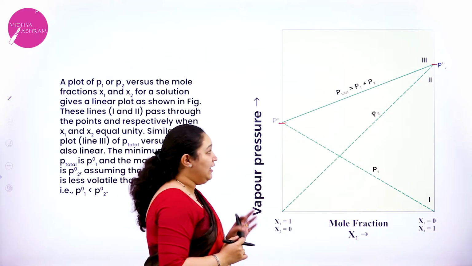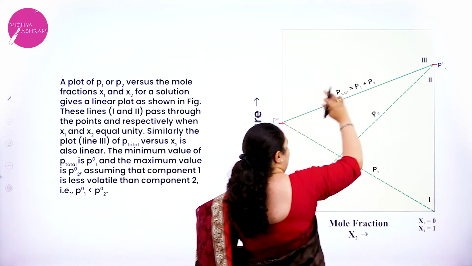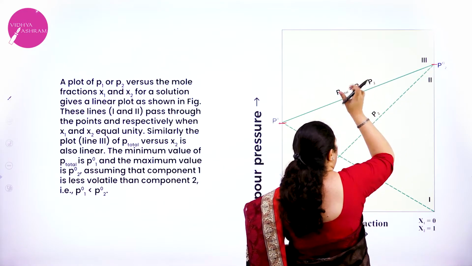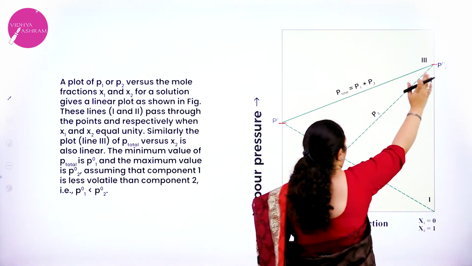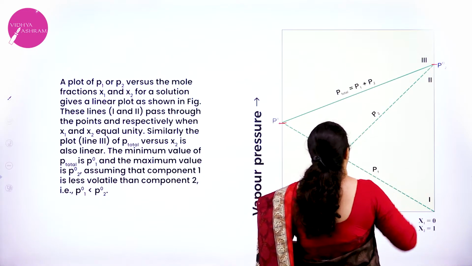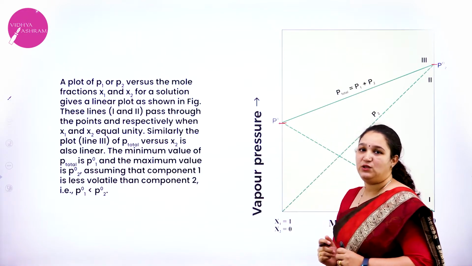Now if I join P1 naught and P2 naught, that will be P total. Your total pressure will be somewhere in between these two. P total is P1 plus P2.